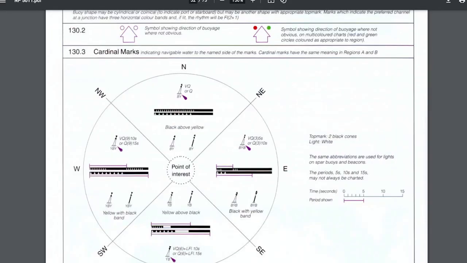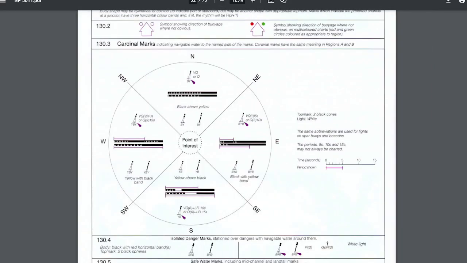This is the cardinal mark diagram. This is the point of interest. If it's a north cardinal mark, the safe water lies to the north of it, indicating navigable waters to the named side of the mark. Cardinal marks have the same meaning in regions A and B.